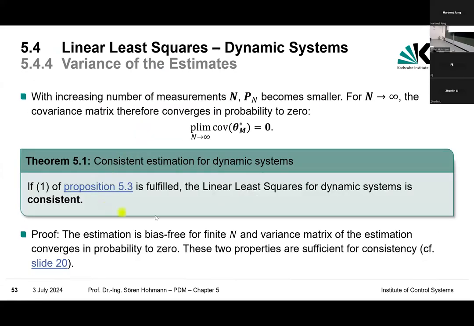And here is the important theory. If this proposition 5.3 is fulfilled, the linear least square for dynamic system is consistent, but this is not always the case as given. So we can say, okay, it's possible. It's a positive result, but it's not very helpful.